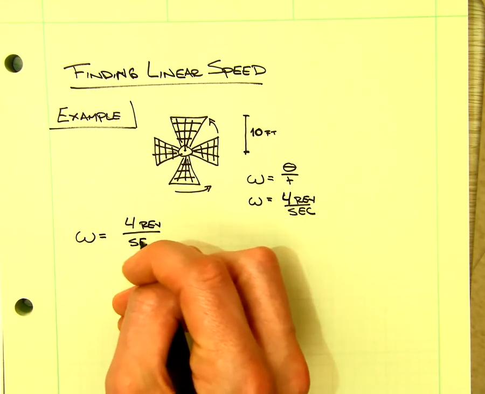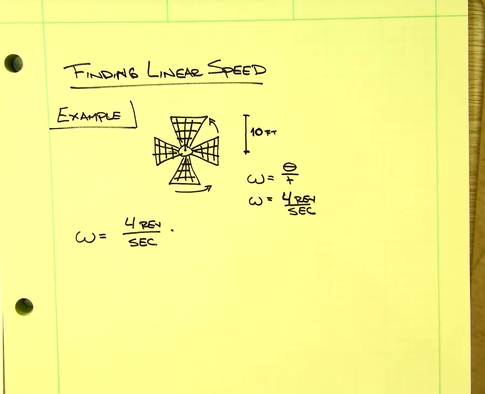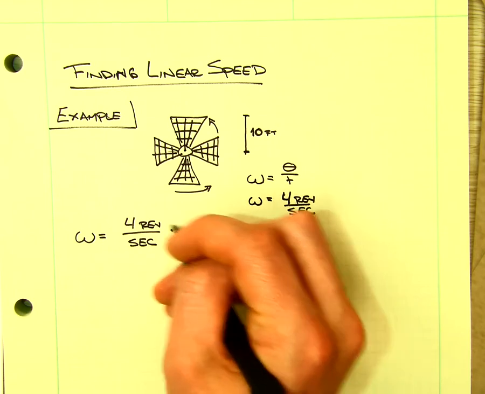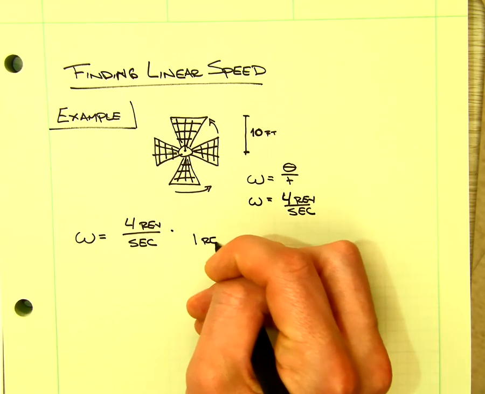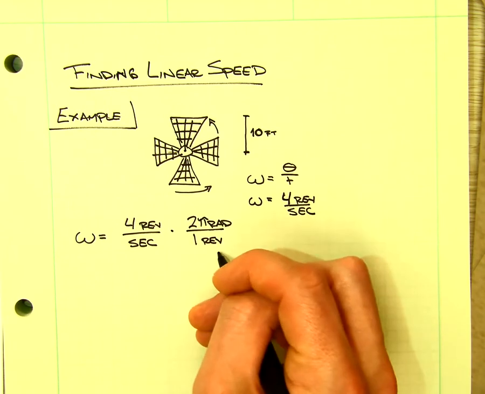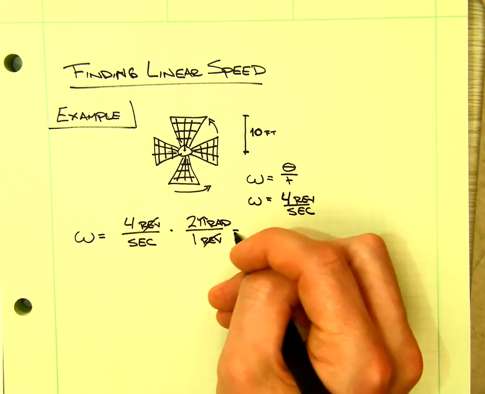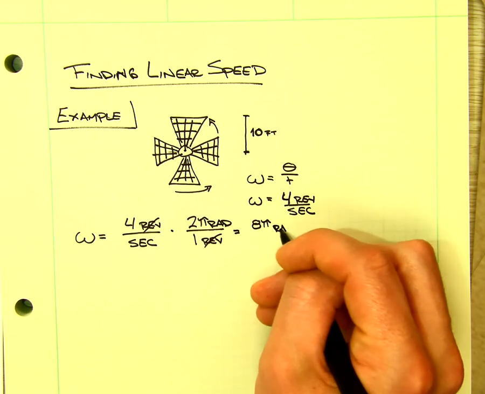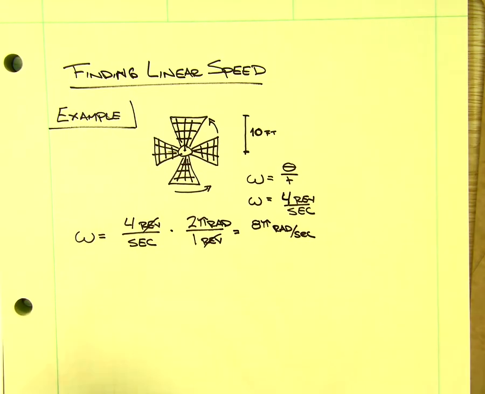So omega is equal to 4 revolutions per second. And I'm going to multiply that because I know one full time around for my windmill is 360 degrees, or class, how much is one full time around in radians? That's right, it's 2 pi. I'm trying to get my units to cancel, so I put 1 revolution here. 1 revolution around is 2 pi radians. So my units cancel, and I end up with 4 times 2, which is 8 pi rad per second. Now I've got my omega in 8 pi rad per second, or just 8 pi per second.